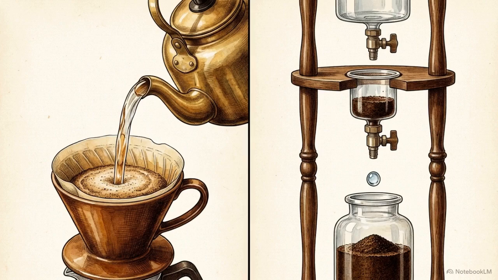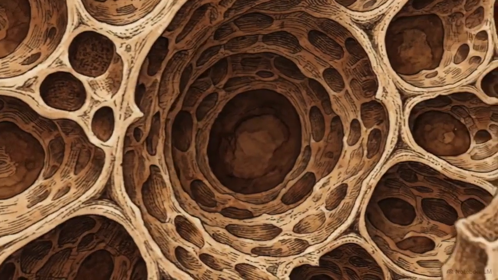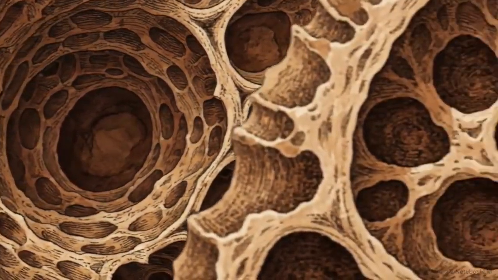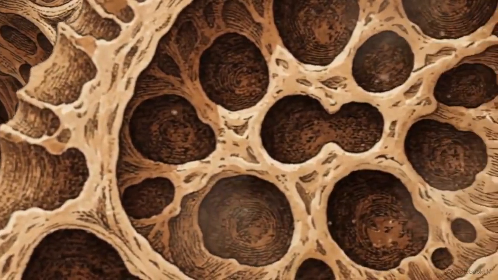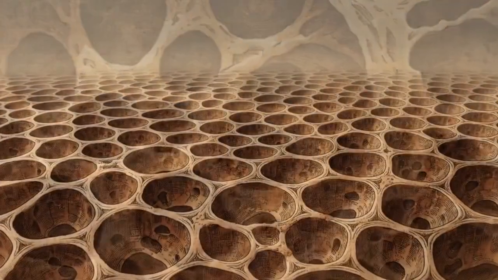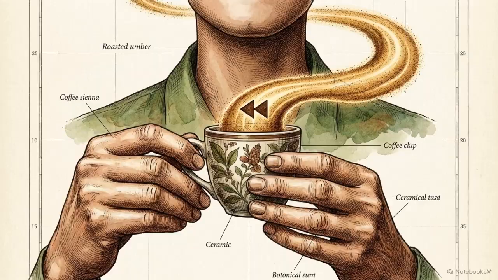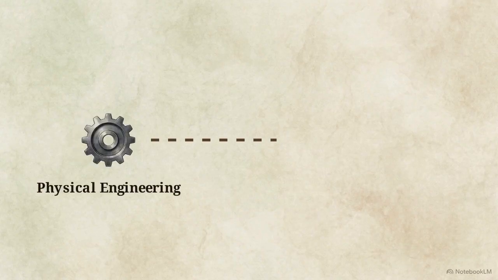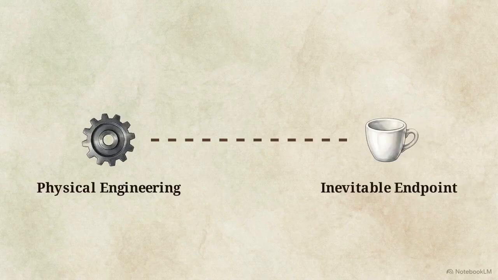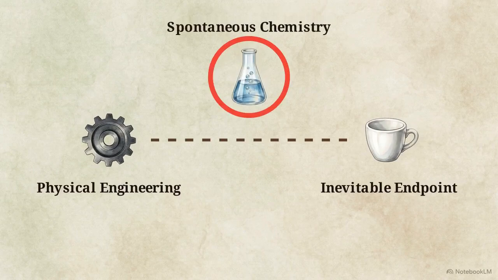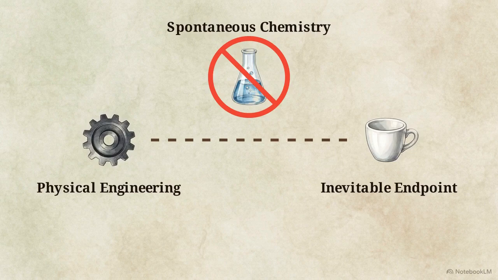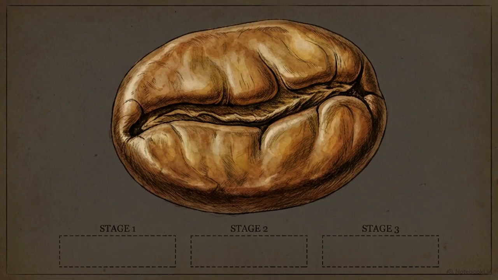The baseline physical variable of any coffee is its cultivation density. This metric is directly tied to the altitude of the farm. At higher elevations, cooler temperatures cause the coffee cherries to mature slowly. This prolonged growth phase forces the plant to develop a much tighter, denser cellular structure within the seed. Compared to coffees grown at lower elevations, these high-altitude beans present a formidable physical barrier. Their dense matrix offers significant structural resistance to water penetration.